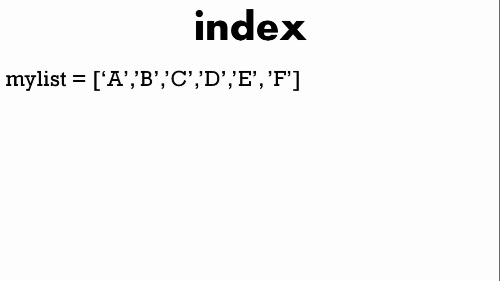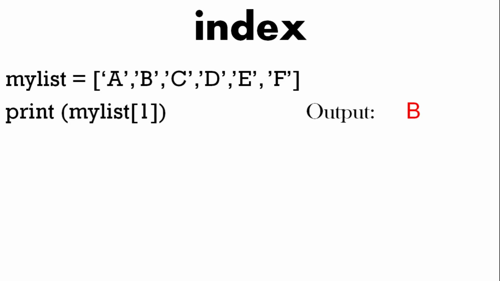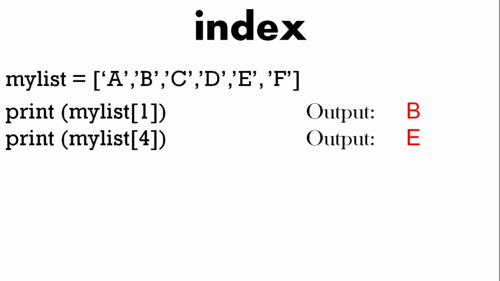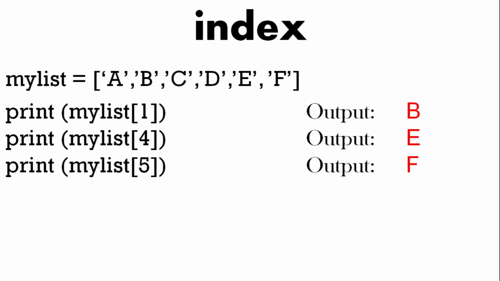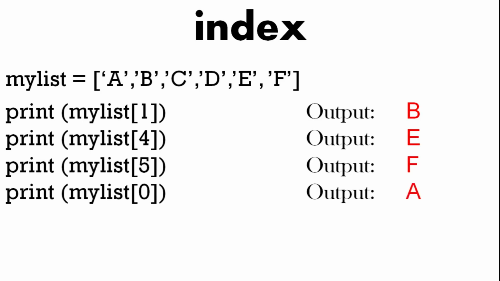So let's have a look at that. Here's my list. We have A, B, C, D, E, F, all uppercase. Now we're going to look at my list, square brackets 1, and the output is B. My list 4, output E. My list 5, output F. And if we print my list 0, the output is A. So that's not what you expect.